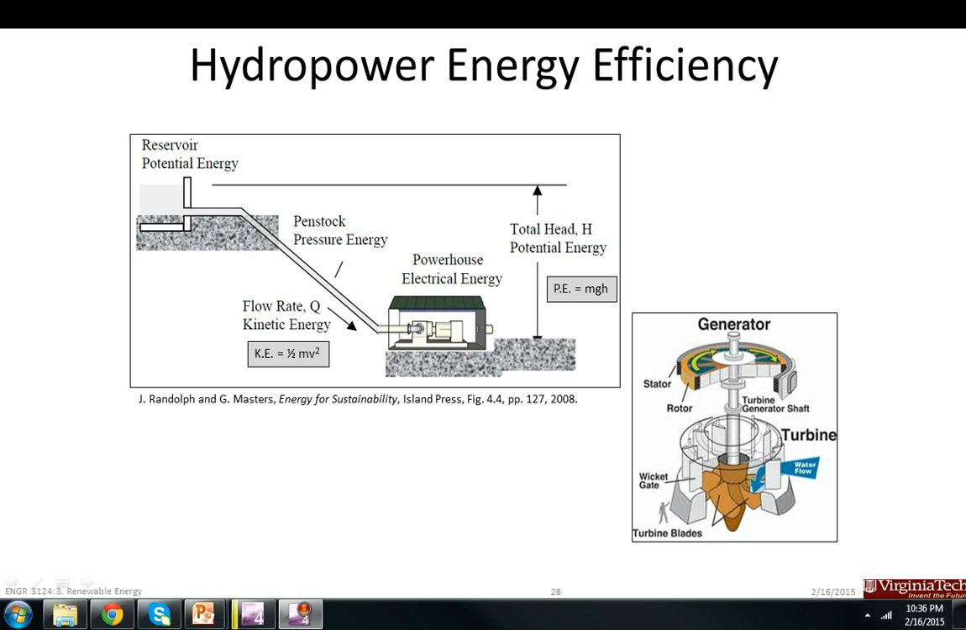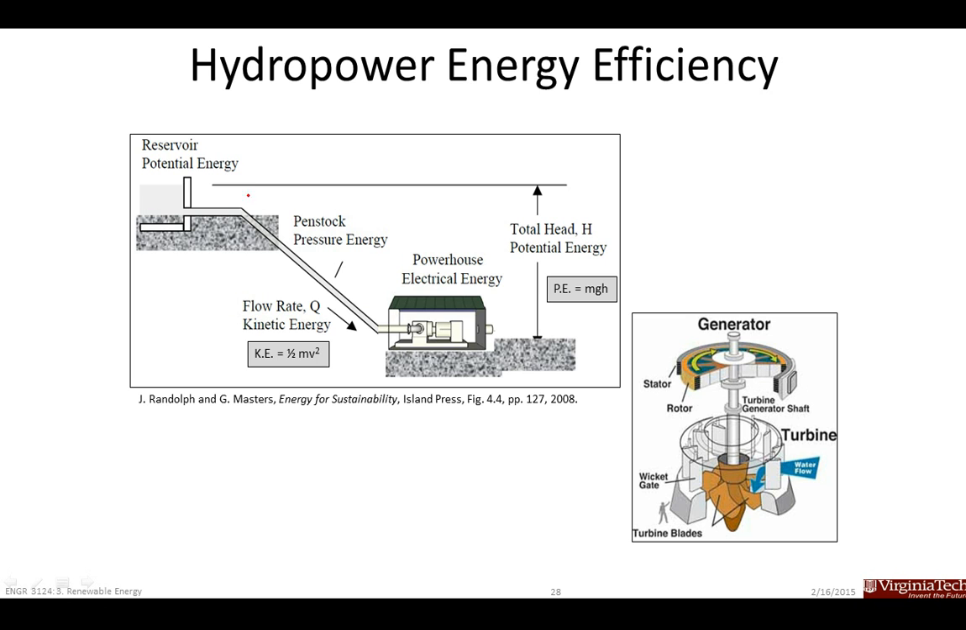So we're talking about hydropower energy efficiency. All hydropower is a change in potential energy to kinetic. If you take your potential energy, you store water at a higher point, let gravity do the work and turn a turbine. Potential energy is mass times gravity times height, versus flow rate, where kinetic energy is 1/2 mass times velocity squared, and you turn a turbine to create electricity.